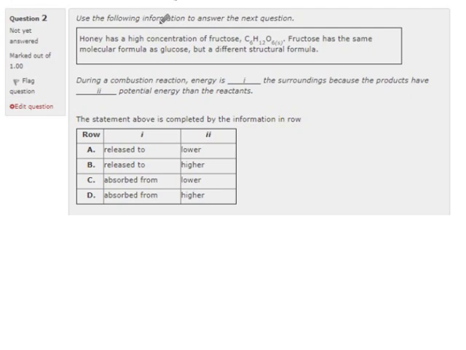And they say honey has a high concentration of fructose. There it is. It has the same formula as glucose, but a different structure. During a combustion reaction, energy is... Okay, so they say all these things about fructose and glucose and honey, none of which end up mattering. The question is just in the abstract, when there is a combustion reaction, if we burn propane or sugar or gasoline or whatever, what happens to energy?